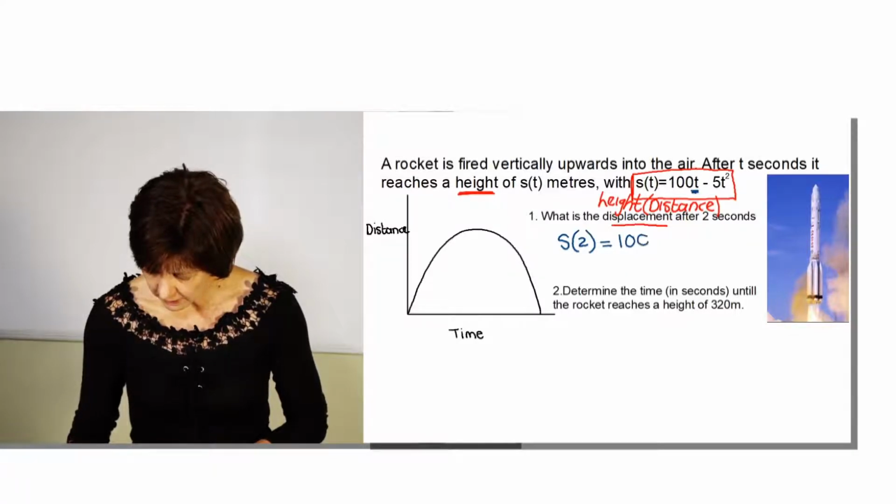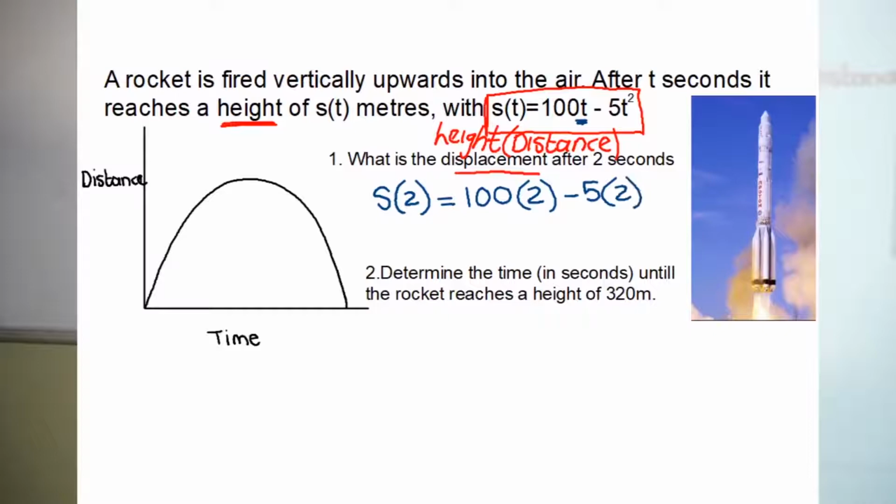So the distance or the displacement will be described by s, and they want to know after 2 seconds. So I'm going to replace t on the other side too. Every t must be replaced with a 2. And if I square it there, I'm going to end up having 200 minus 4 times 5, which is 20. So the height that it will reach after 2 seconds will be 180 meters.